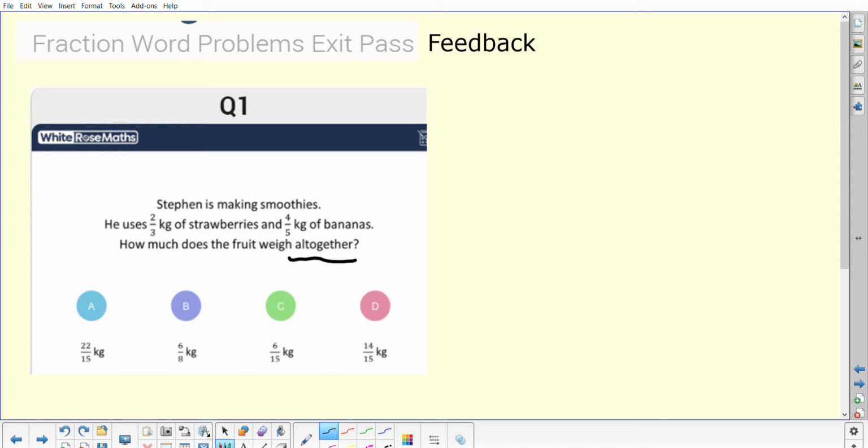Basically, because it's saying altogether, in this particular one you'd have been looking to add these two fractions together. So we should be adding 2/3 and 4/5. And of course, to add our fractions, we need to have our denominators the same. So we're looking for the lowest common multiple of 3 and 5 so that we can make the denominators the same. So the first number that's in both times tables is 15.